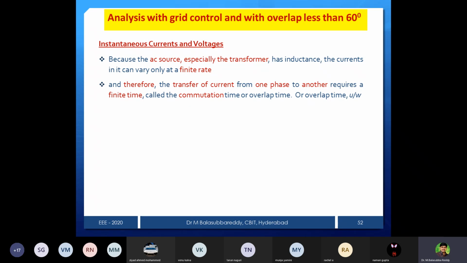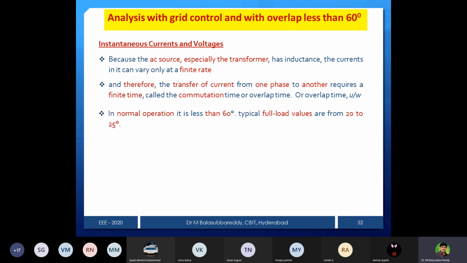So the overlap is nothing but the incoming device and outgoing device firing together for some duration, for current transfer from one valve to the other valve. It will require some time. That time we call the overlap time, and that normally is always less than 60 degrees in the general case I'm telling. At full load, under that particular condition, the overlap angle will be only 20 to 25 degrees. In extreme cases, if anything happens, there is a chance of getting beyond 60 degrees or equal to 60 degrees.